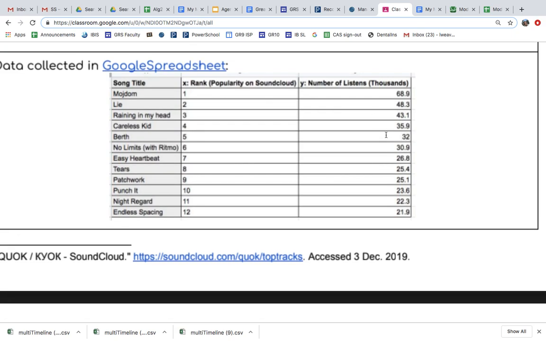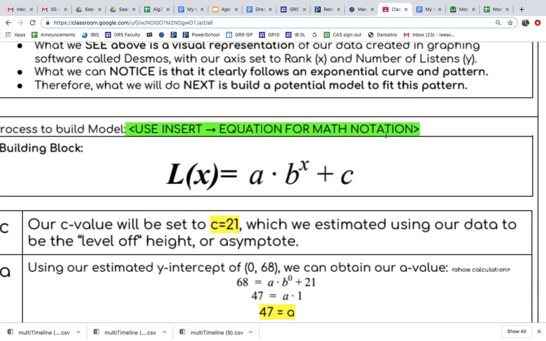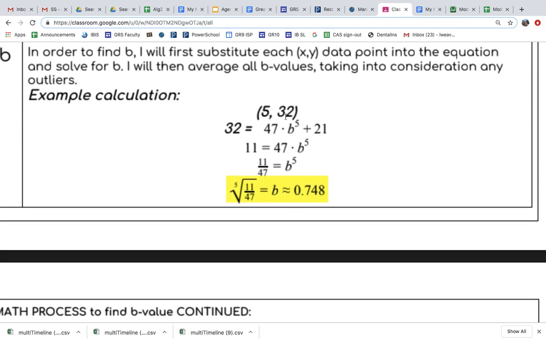It doesn't really matter which one you use. You don't want to use an outlier, but try to find an easier data point to use. And so 5 is my x value that gets put into my building block. 32 is my y value, which gets put into my building block.